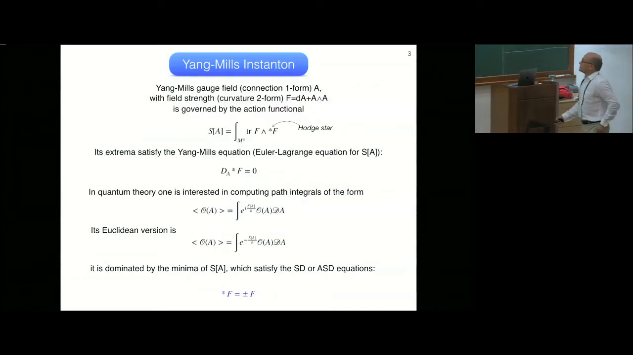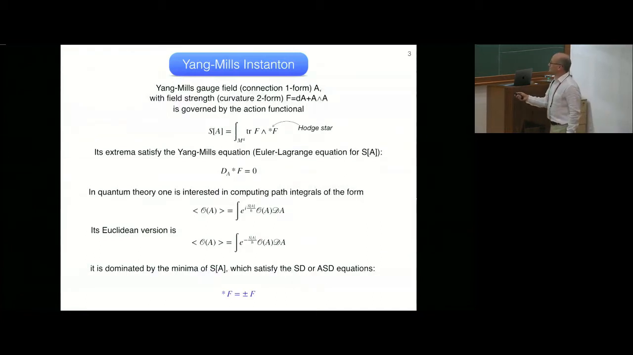So a Yang-Mills instanton is a gauge field, or the connection one-form A in a local representation, and it has a field strength, which can be explicitly computed from it, and then it is governed by a Yang-Mills action. So the action functional is basically the L2 norm of the curvature. Oh, sorry, this is the physics talk. This is F squared integrated over the space-time.